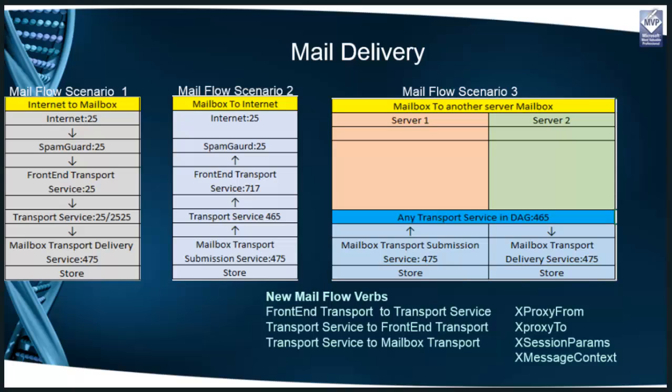Exchange 2013 has come up with a few new SMTP verbs. If you go from front-end transport to transport service, it uses X-Proxy-From, and when going from transport service to front-end transport service, it's X-Proxy-To. So X-Proxy-From and To carry the message information, that is, where it is coming from, along with all the header information, so that it is able to categorize properly.